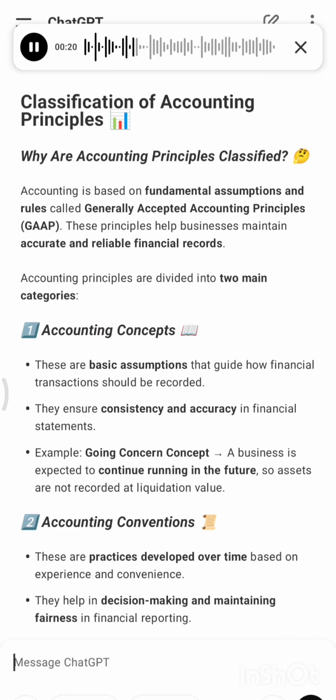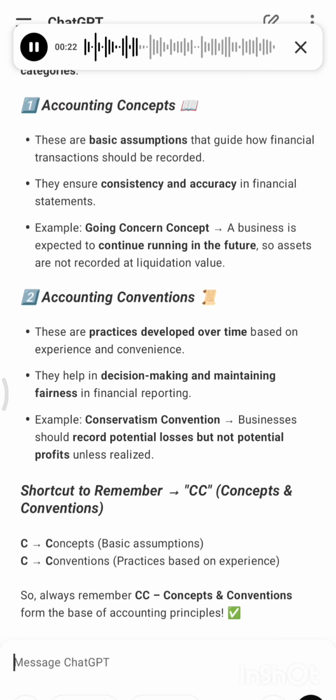Accounting principles are divided into two main categories: accounting concepts. These are basic assumptions that guide how financial transactions should be recorded. They ensure consistency and accuracy in financial statements. Example: going concern concept. A business is expected to continue running in the future, so assets are not recorded at liquidation value.